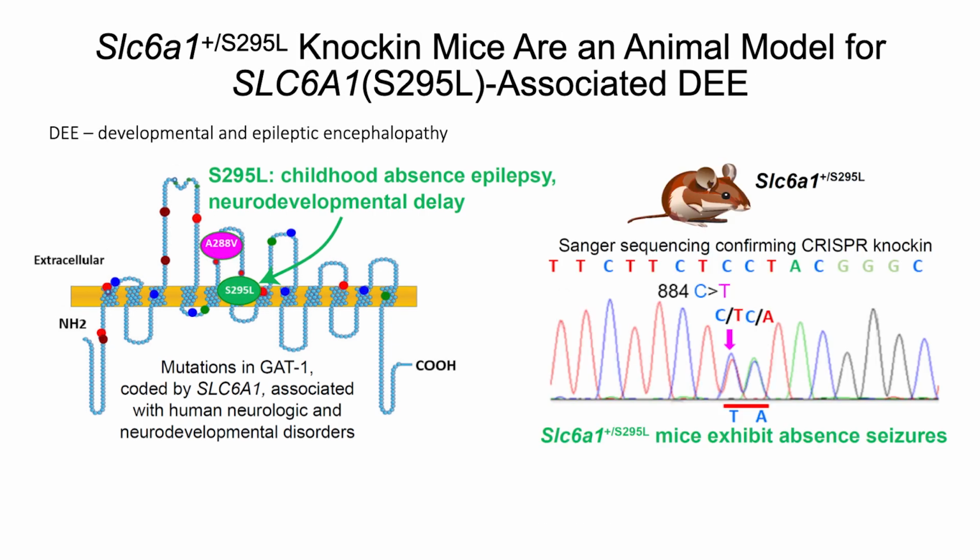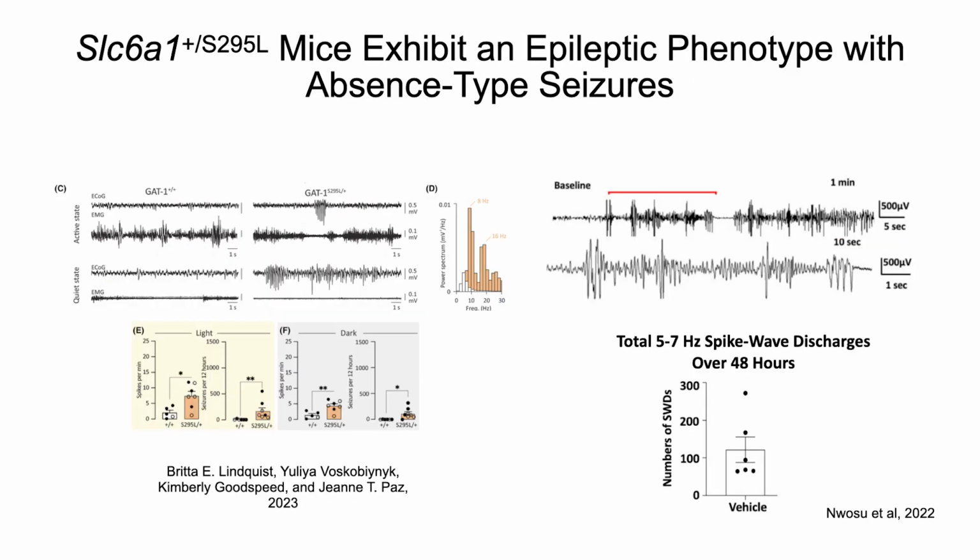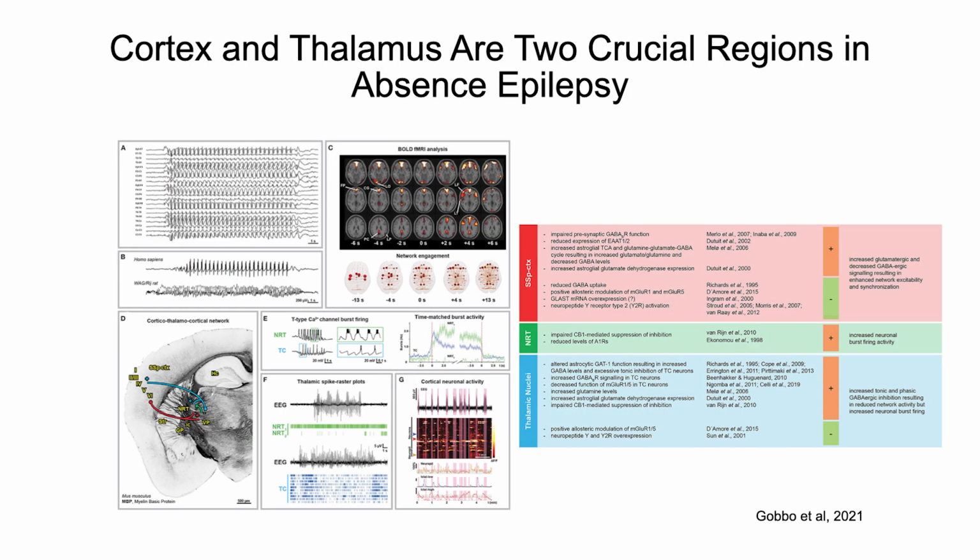And to study this, I've used the knock-in mouse model that we've already talked about that was made using CRISPR. This mouse model exhibits absence seizures, as has been shown in our lab and also shown by the group that presented before us. And also, as Yulia mentioned, cortex and thalamus are two critical regions in absence epilepsy. So when I'm looking at synaptic changes, I'm going to be focusing on those two regions.